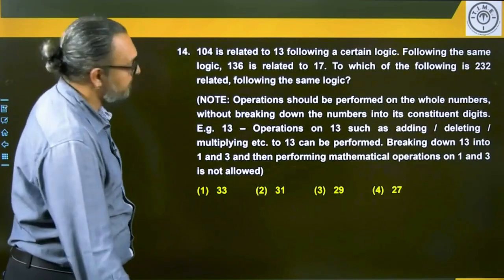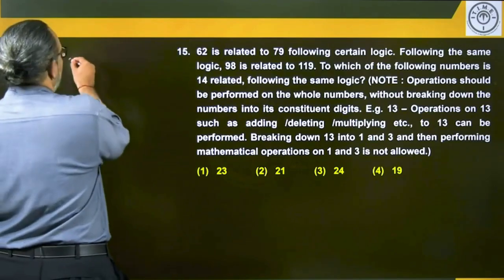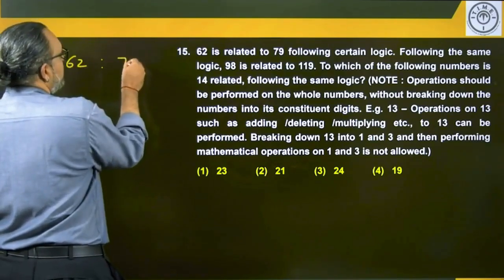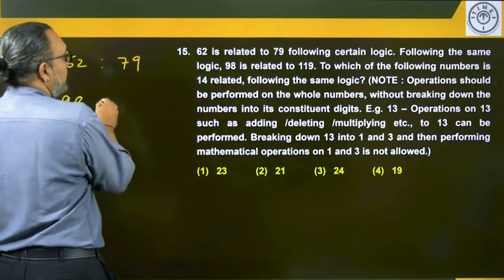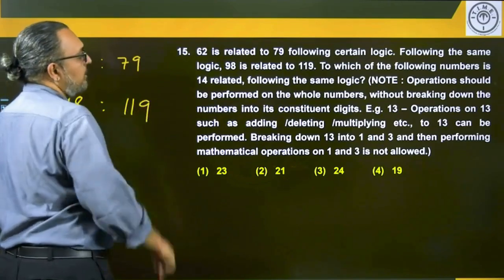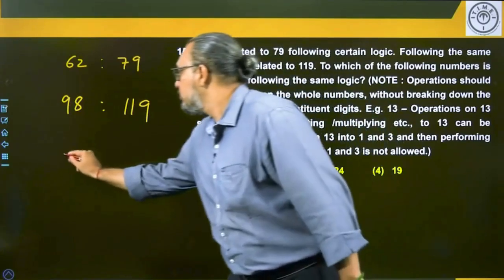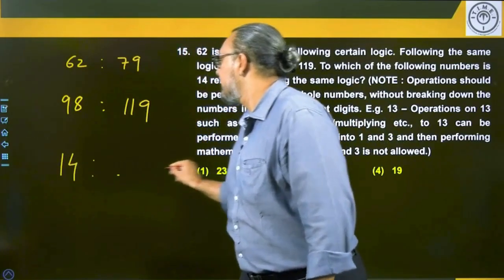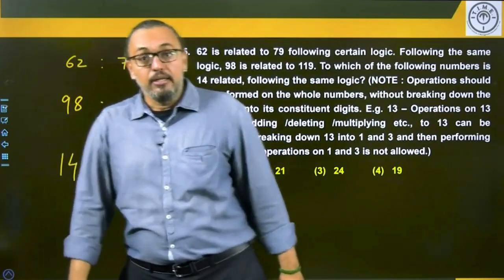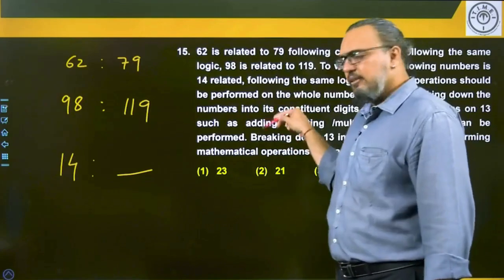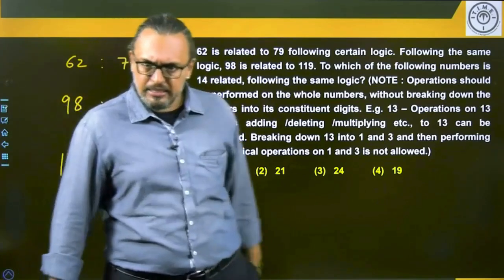Then next. Again, number we have 62 related to 79. Following the same logic, 98 related to 119. Now, to which of the following numbers is 14 related? Okay. Now, here again the note is the same. He says you have to use them as only numbers but not as digits.